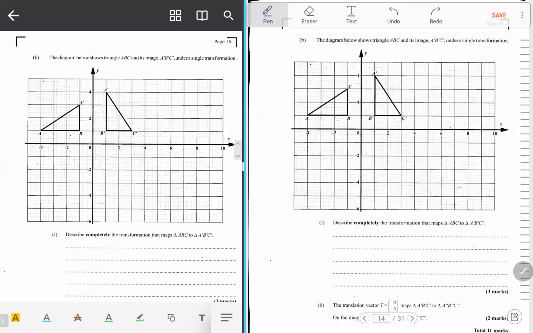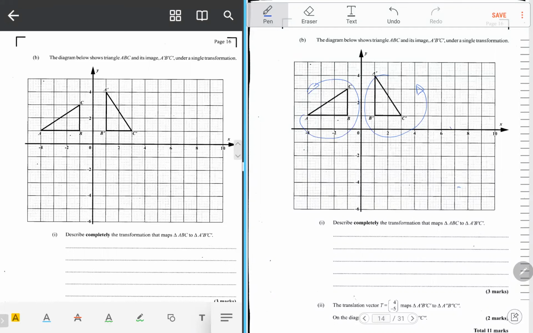So the orientation on the object ABC is this way, anticlockwise. And on the image, ABC is still this way, anticlockwise. So since the orientation is the same, it's not reversed, it means that it is not a reflection.